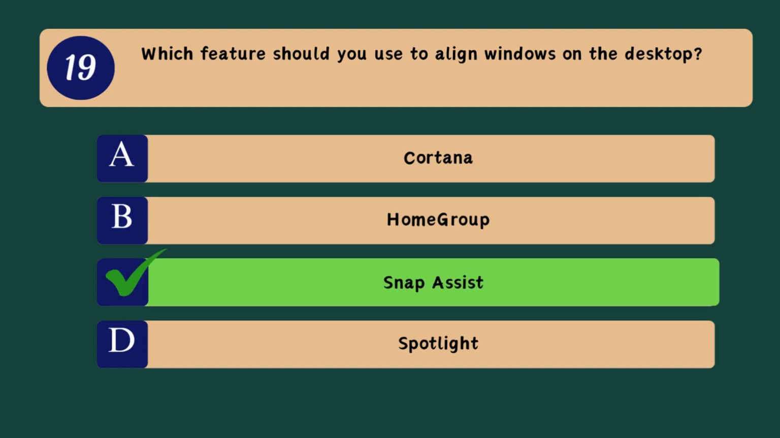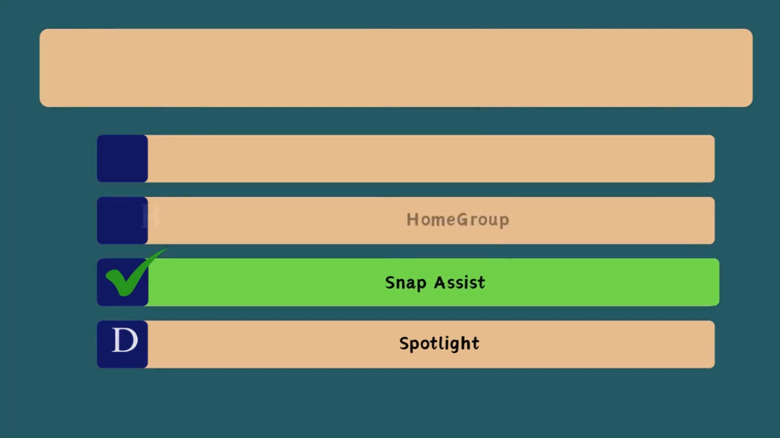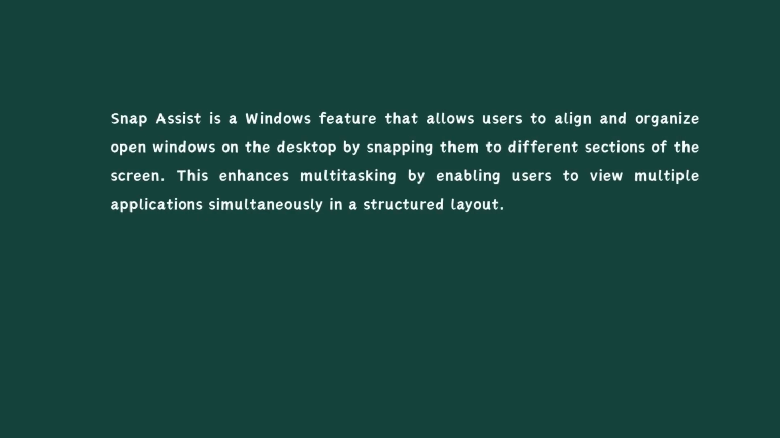Correct answer: C. Snap Assist. Snap Assist is a Windows feature that allows users to align and organize open windows on the desktop by snapping them to different sections of the screen. This enhances multitasking by enabling users to view multiple applications simultaneously in a structured layout.